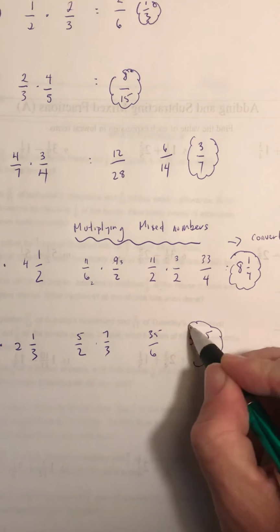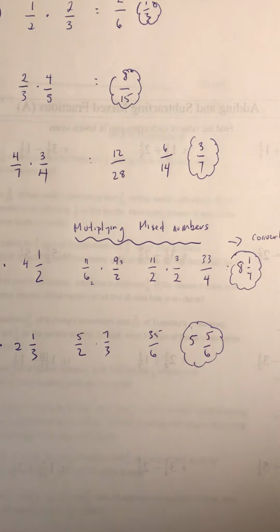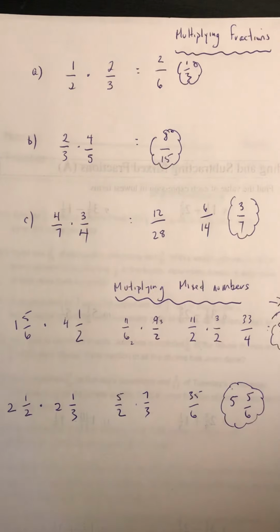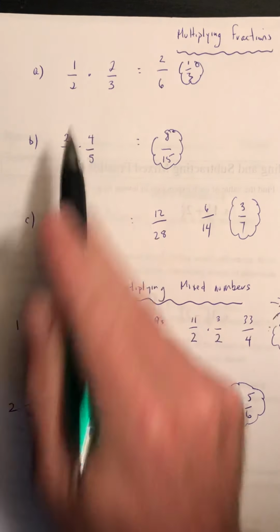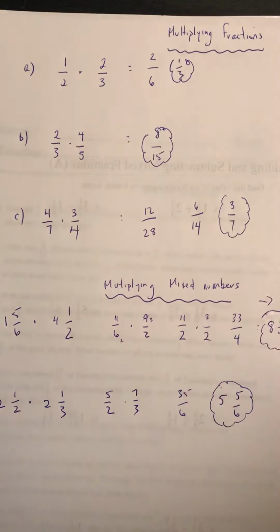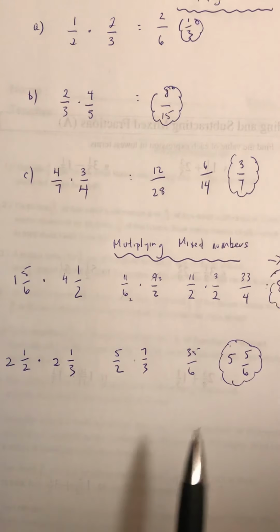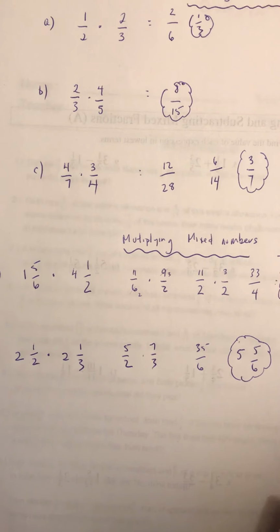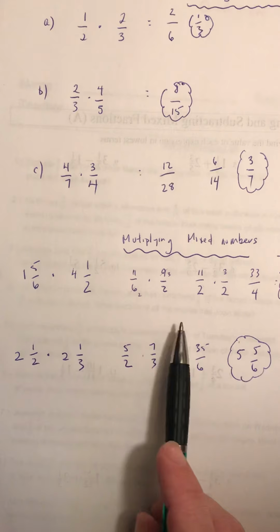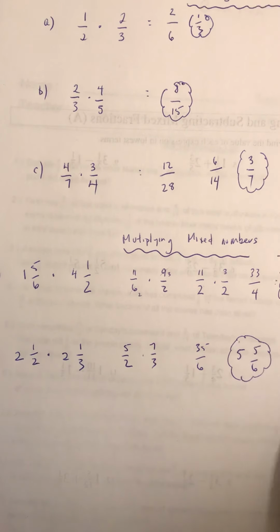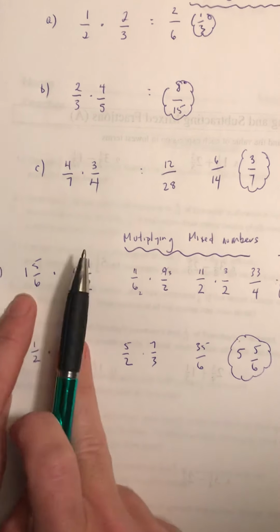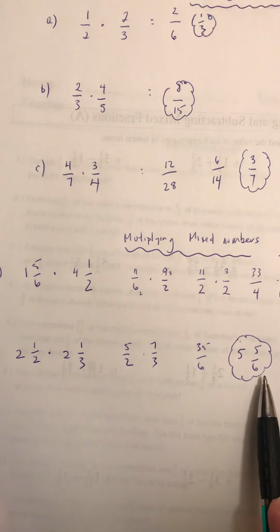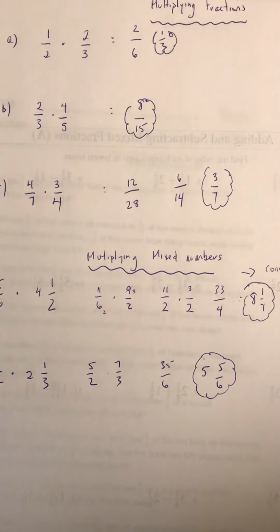So just to recap, when we multiply, all we do is multiply across numerator and denominator, and then we reduce to simplest form. When we multiply mixed numbers, when you see questions like these, you convert to an improper fraction, multiply numerator and denominator, and then reduce and simplify. So you start with a whole number and 2 terms, and you end up with 1 term with a mixed number.